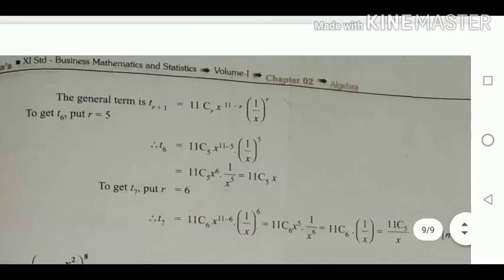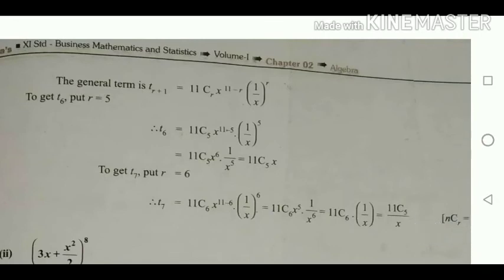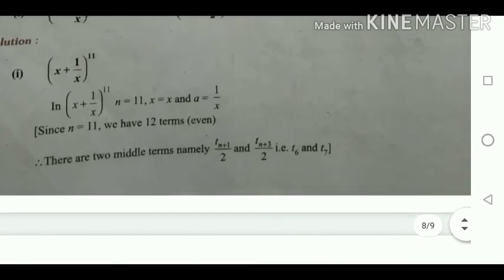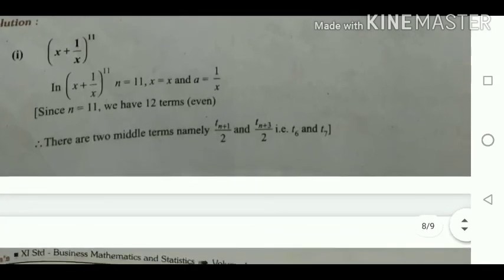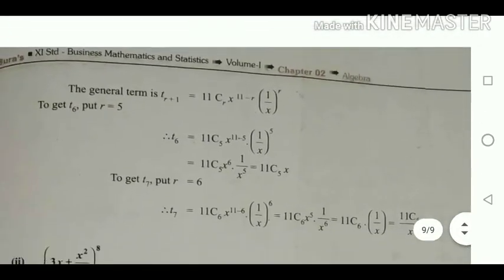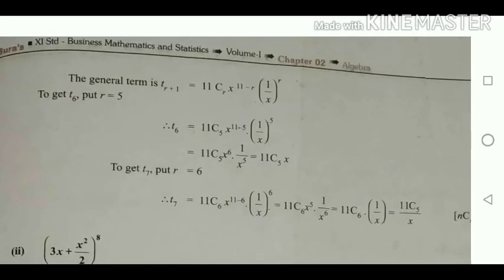The general term is T r plus 1 equal to 11Cr x power 11 minus r, 1 by x whole power r. Here x equal to x, a equal to 1 by x, n equal to 11. So we have to find T6, take r equal to 5. So 11C5 x power 11 minus 5, 1 by x power 5, we are getting 11C5 x power 6 into 1 by x power 5. x power 5 and x power 6 cancel, we are getting x. So 11C5 x.